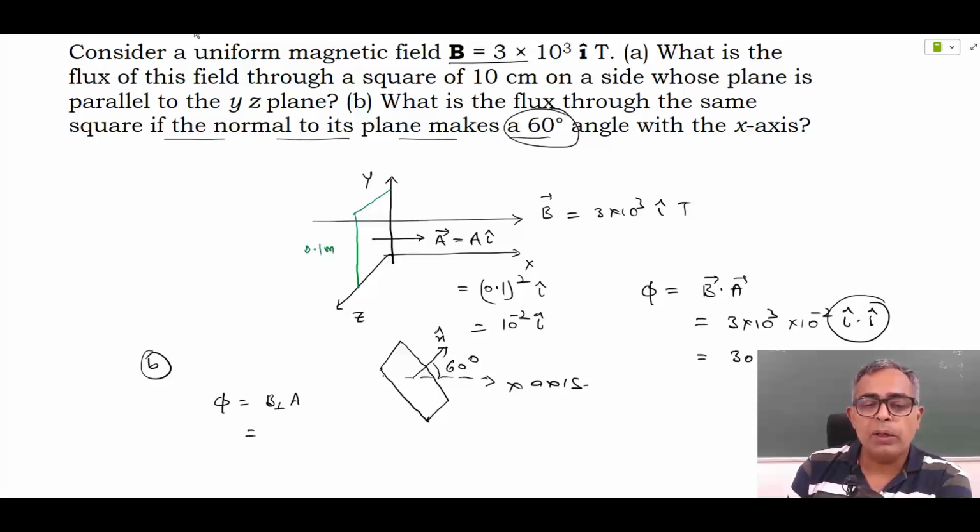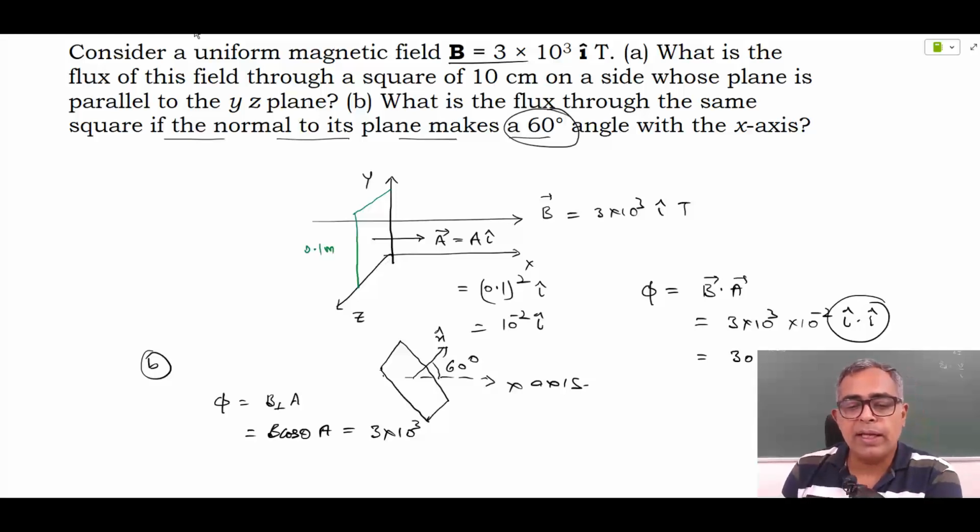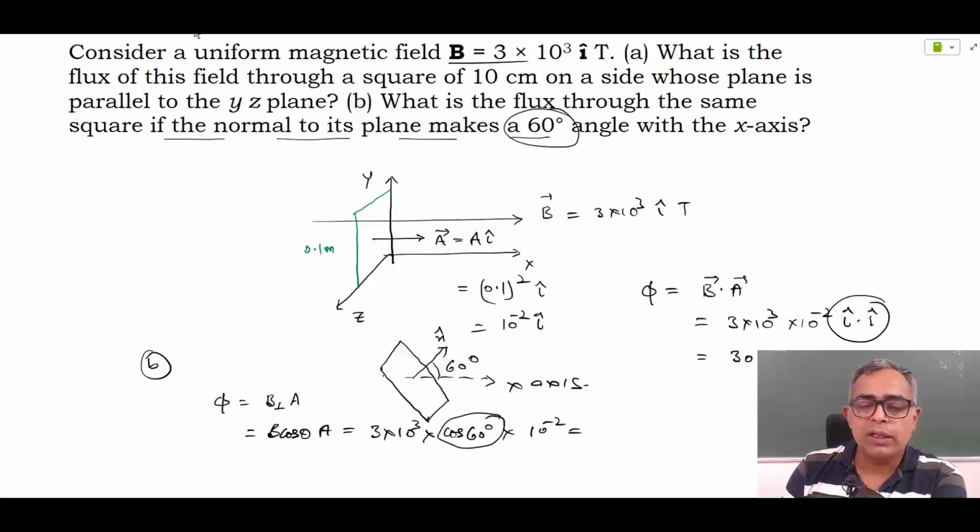So what is the perpendicular component? That is B cos theta times A. So what is B? B is given, magnitude of B is 3 into 10 raised to power 3 cos theta. So theta is basically the angle between the normal and the x-axis. So it is given 60 degree here. And area, we know that is 10 raised to power minus 2. Now cos theta is 1 by 2. So finally we will get 15 Weber. So that is clear.